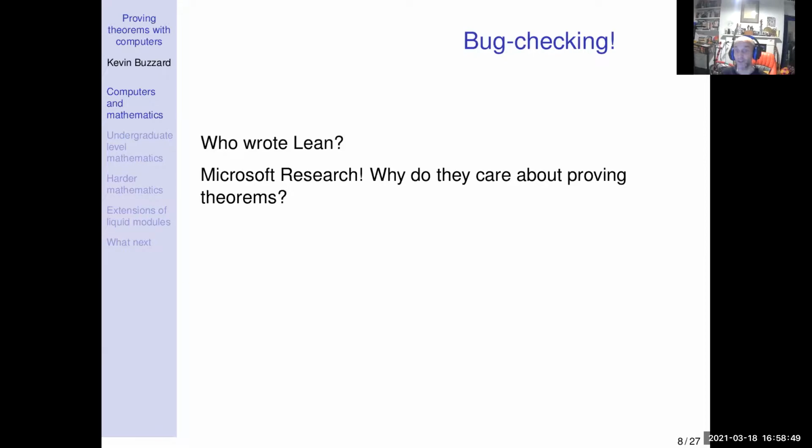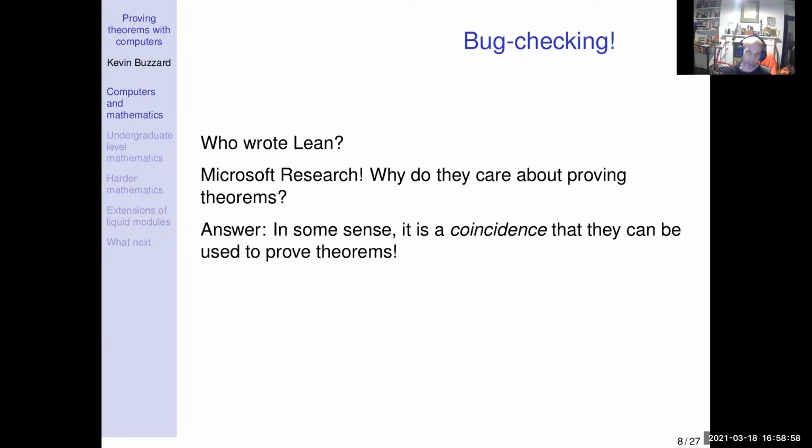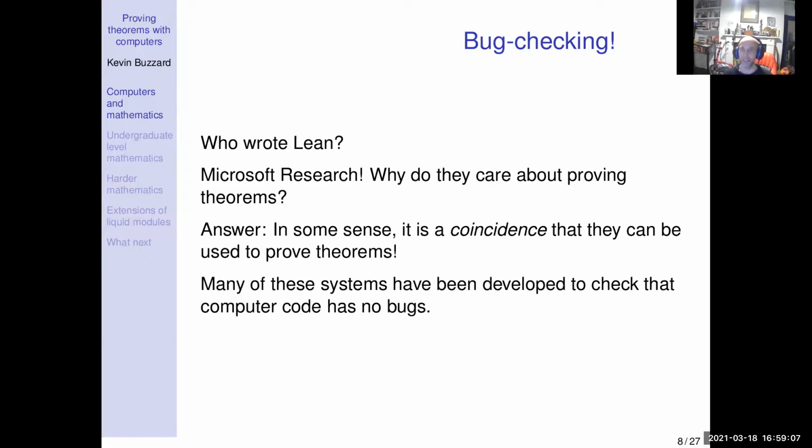Who wrote Lean? Microsoft Research. A guy called Leo de Moura, who works for Microsoft, wrote Lean. And why does Microsoft Research care about proving theorems? Well, maybe it doesn't care about proving theorems so much. Maybe they're writing a system which coincidentally can be used to prove theorems. Maybe they're writing a system because they want a super fast functional programming language that you can reason about in order to check that computer code has got no bugs.